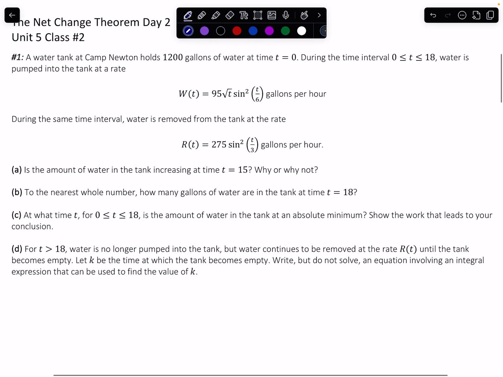A water tank at Camp Newton holds 1,200 gallons of water at time t equals 0. During the time interval from 0 to 18, water is pumped into the tank at a rate W of t gallons per hour. That W of t function, we would call our rate in function. During the same time interval, water is removed from the tank at a rate R of t gallons per hour. So water's coming in, but also going out, and R of t we would call our rate out function.